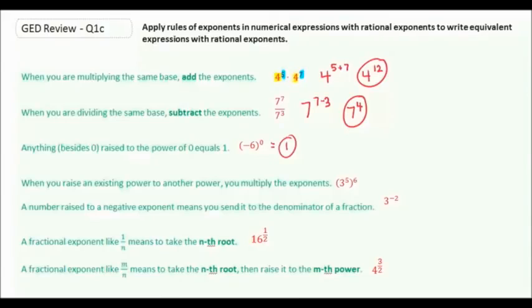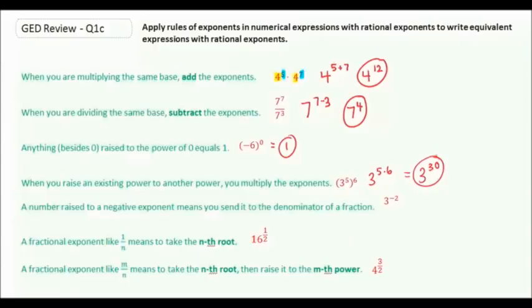When you raise an existing power to another power, you multiply the exponents together. So here we have 3 to the 5th, but then we're raising that to the 6th power. So we're going to say 3 and multiply our exponents together, which equals 3 to the 30th.